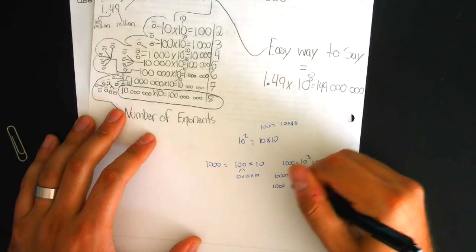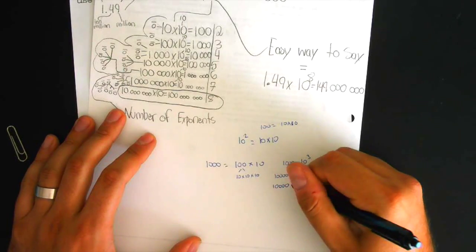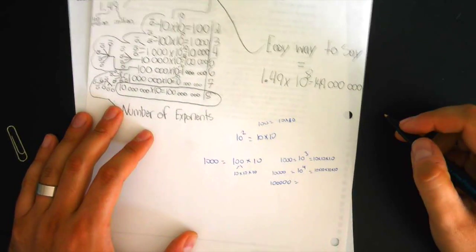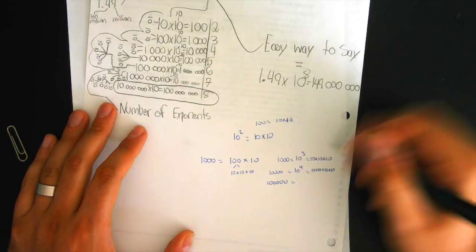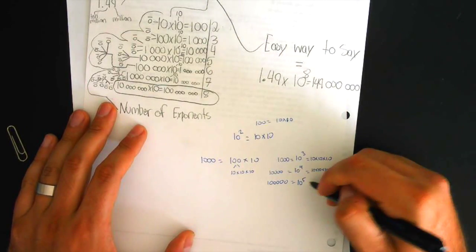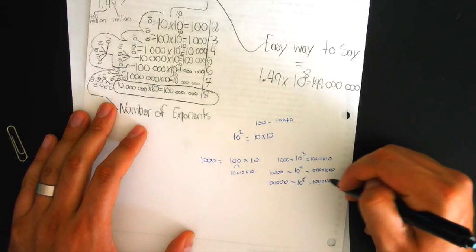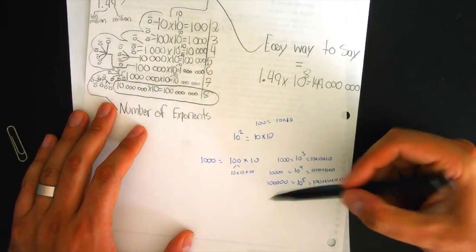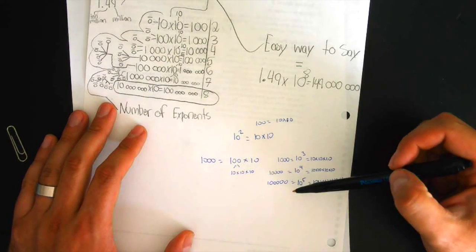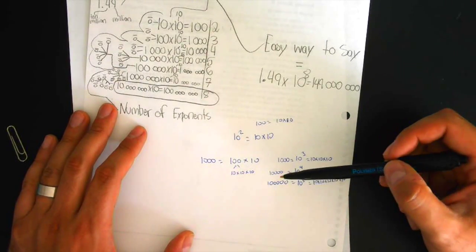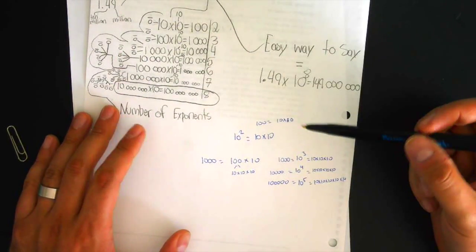100,000. 1, 2, 3, 4, 5. The clue is in the zeros again, which there are 5. 10 to the power of 5. 10 times 10 times 10 times 10 times 10. And then the same applies here. You know that 100,000 could be 10,000 times 10, and it breaks down even further.